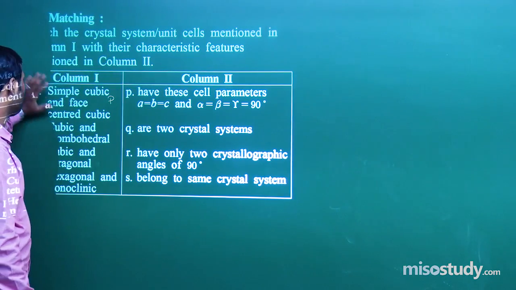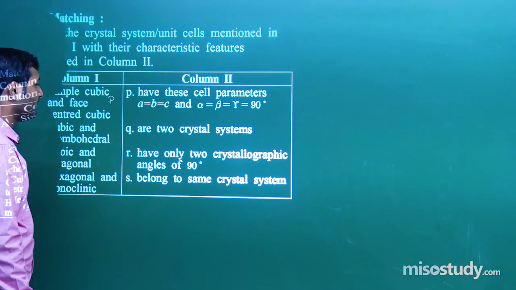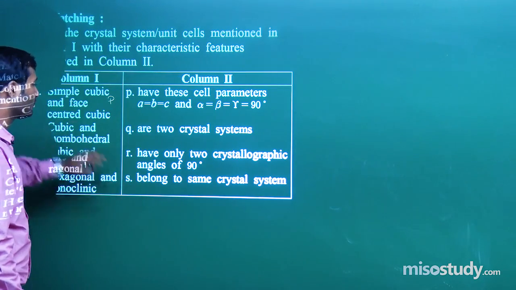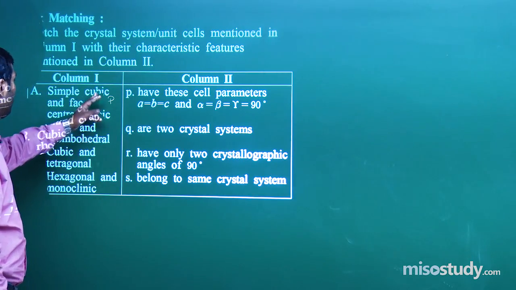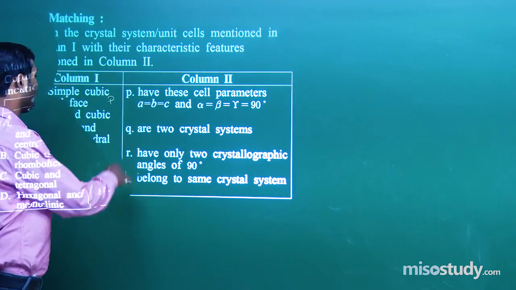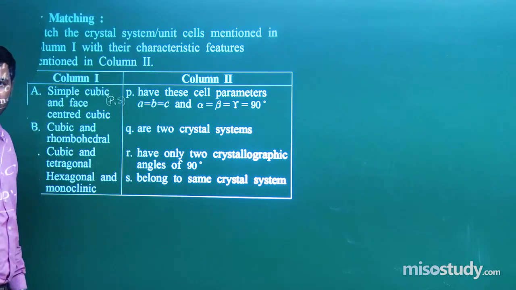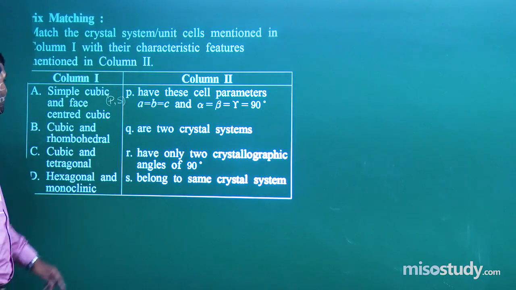Are they 2 crystal systems? No, there is a single crystal system. Have only 2 crystallographic angles of 90 degree? No, here there are 3. Do they belong to the same crystal system? Yes, simple cubic and face centered cubic. So for this, P and S are the correct options. Again I am repeating, for this P and S are the correct options.